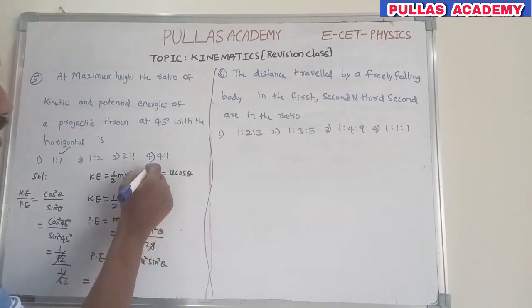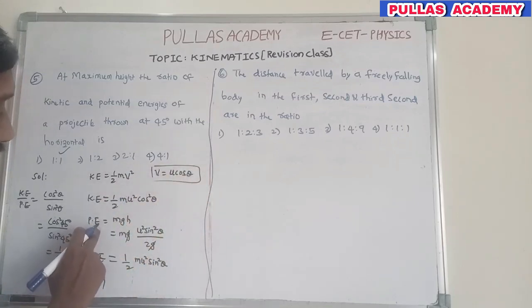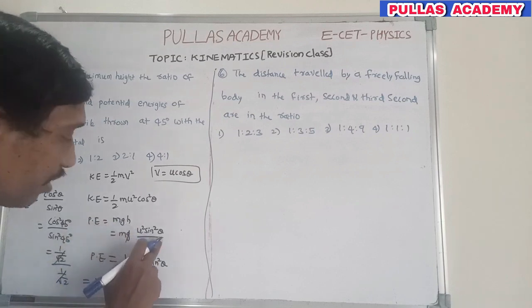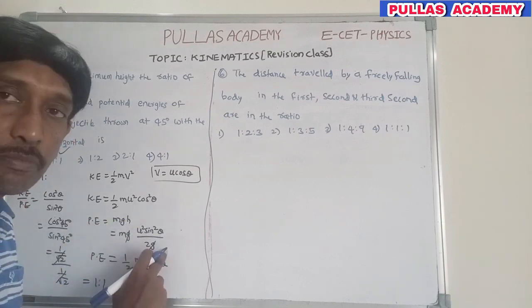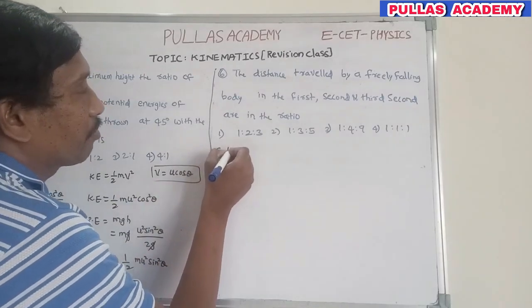At the highest point, the velocity is u cos theta, that's why this is the kinetic energy. Potential energy depends upon height, and the maximum height equation is u square sin square theta by 2g. That's the point. Next, question number 6.